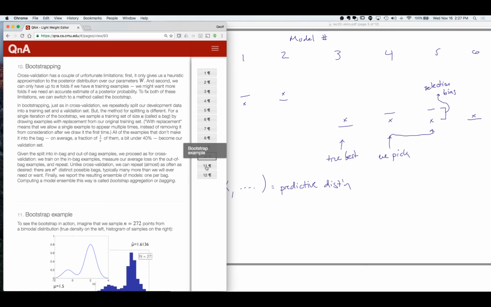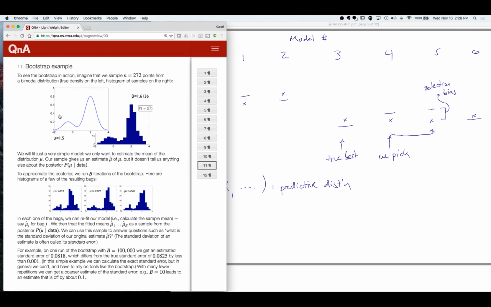So here's an example of the bootstrap. Here's a continuous distribution, and we're going to make a very simple model of it. We just want to estimate its mean. So we sample some points, it happened to be 272 of them, and this is a histogram of the points we sampled. If we estimate the mean from that sample, we get about 1.6. That's our point estimate, a single estimate of mu, which we'll call mu hat. But that doesn't tell us anything about how confident we are. It doesn't tell us anything about the posterior besides its mean.